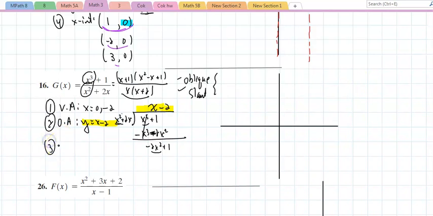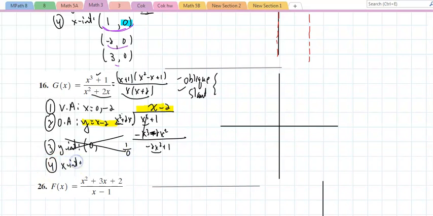3. The y-intercept, that's the easiest of them all. Replace x by 0. If I put a 0 right there, that's a 1. But if I put a 0 in the denominator, 1 over 0 is not allowed. That means that's not going to happen. And 4. X-intercept. Where does the top equal 0? The top equals 0 only at negative 1. Because I know this doesn't have a solution in R.